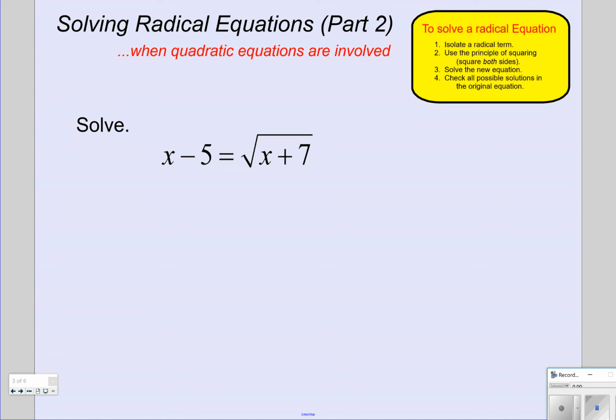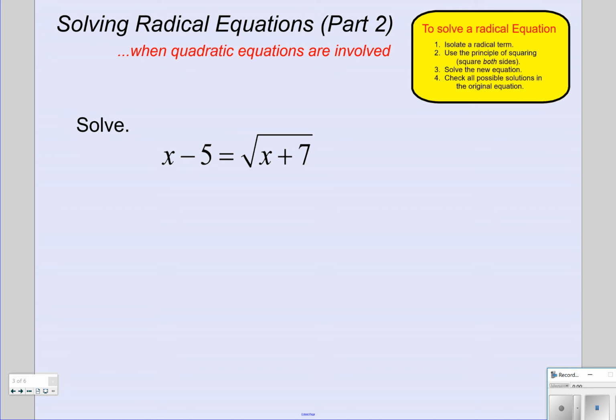This lesson is part 2 of how to solve radical equations. And here we're going to look at how to solve radical equations when your result is a quadratic equation that you have to solve. So let's take a look at our 2 examples here. Our first example is x minus 5 equals the square root of x plus 7.